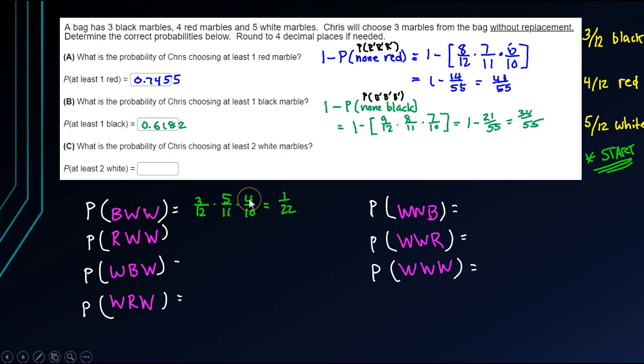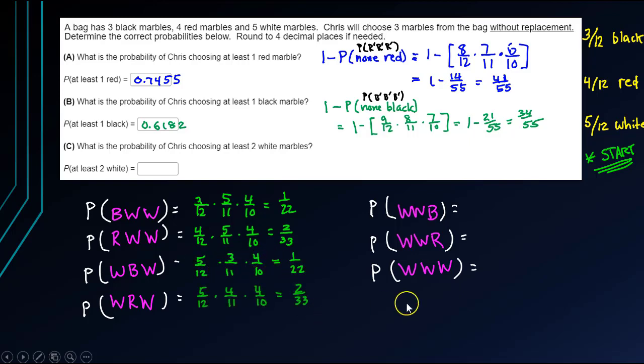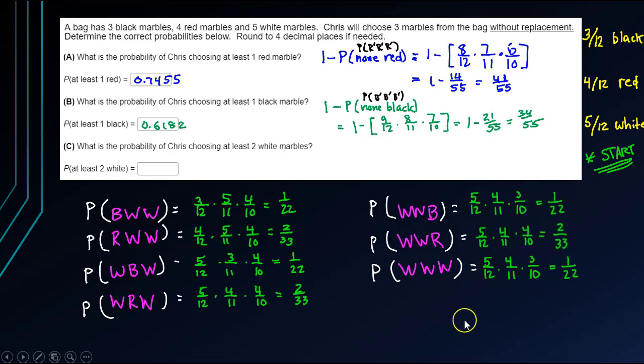And on the third draw, I'm going to have 4 white marbles left, and I have 10 marbles overall left. And I keep on doing these probabilities in a very similar fashion. 4 out of 12 for being a red, 5 out of 11, 4 out of 10. White here would be a 5 out of 12, times a 3 out of 11, times a 4 out of 10, so forth and so on down the line. And then again, I'm just going to eventually add these probabilities together. And I get a 4 out of 11 chance, which is a 0.3636 probability.